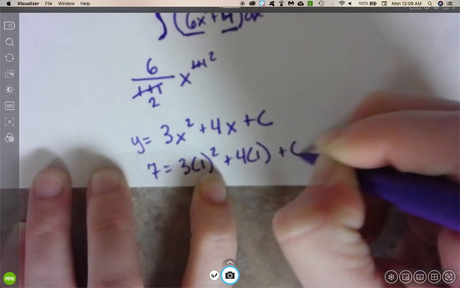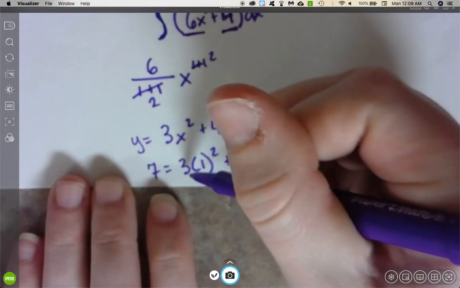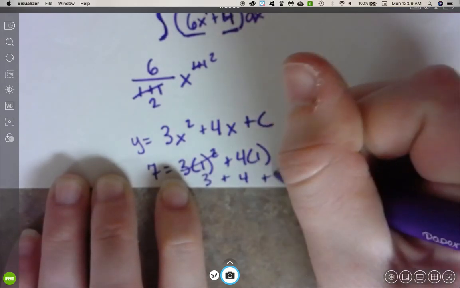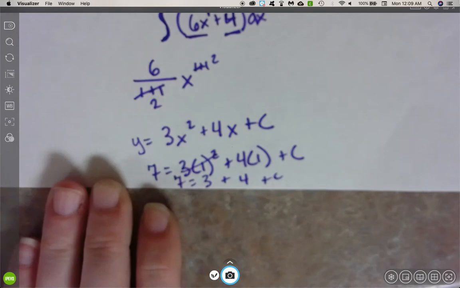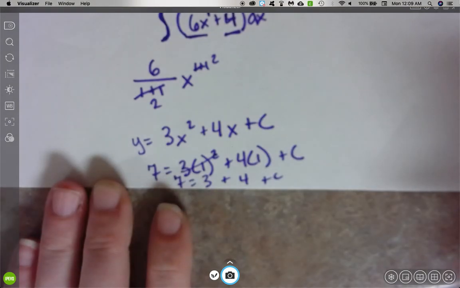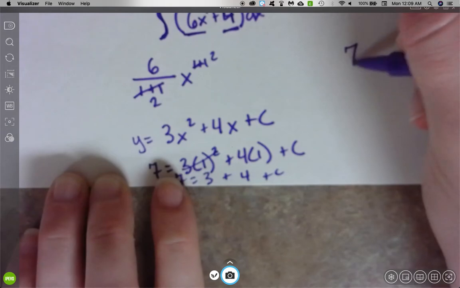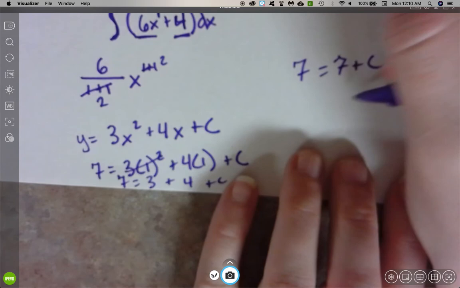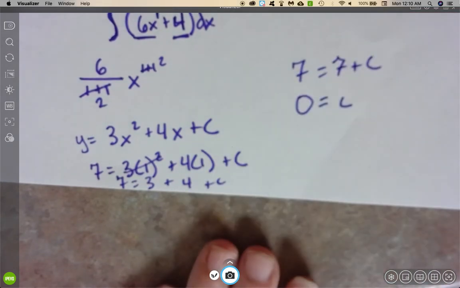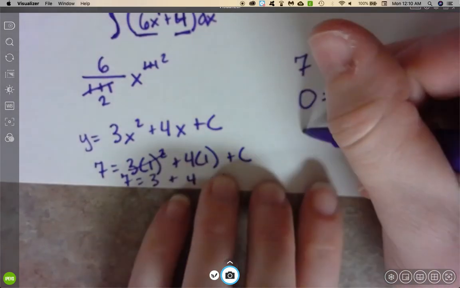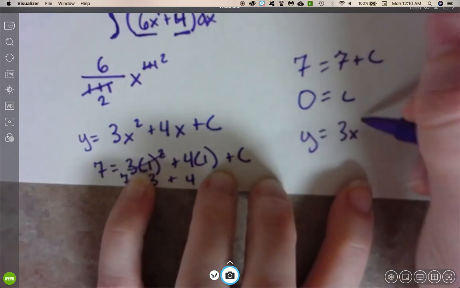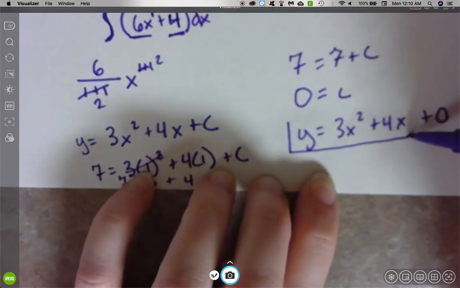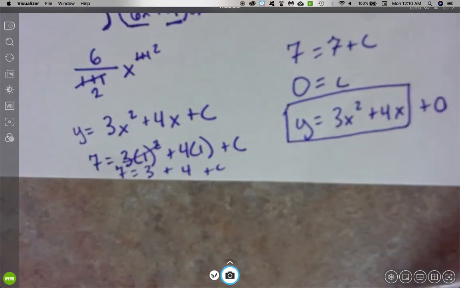So 3 times 1 squared is just going to be 3, plus 4 times 1 is 4, plus c equals 7. Yeah, I did make this come out really nice, or too nice, I guess. 3 plus 4 is 7, so I have 7 equals 7 plus c, in which case c would have to be 0. So my exact equation is y equals 3x squared plus 4x plus 0, or just 3x squared plus 4x. That's the exact equation that goes through the point (1, 7).